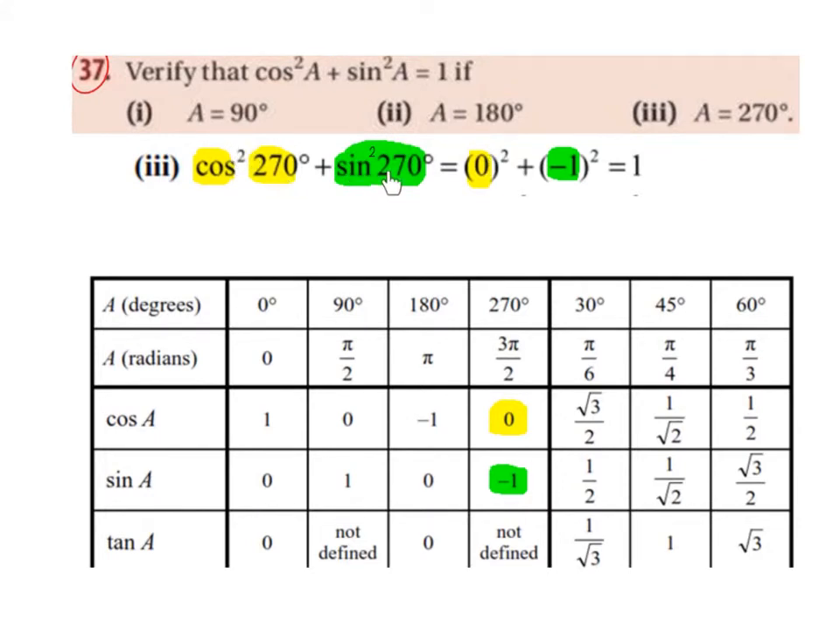Next we're going to get sine of 270. So we go to sine, we go across, we go to 270, we go down, we get to minus 1. So sine of 270 degrees is minus 1. So sine squared 270 degrees is minus 1 squared. 0 squared is 0, minus 1 squared is 1, 0 plus 1 is 1.